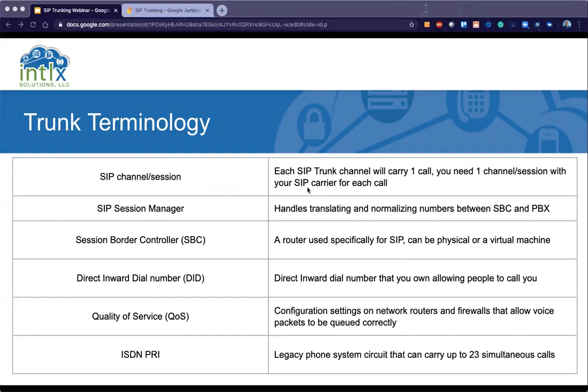A DID number, we're going to talk about this a little bit. It's exactly what it is. It's a direct inward dial number, meaning it's the number on your business card or your email signature or your published number for your company. It's a number that folks can reach you from the outside.